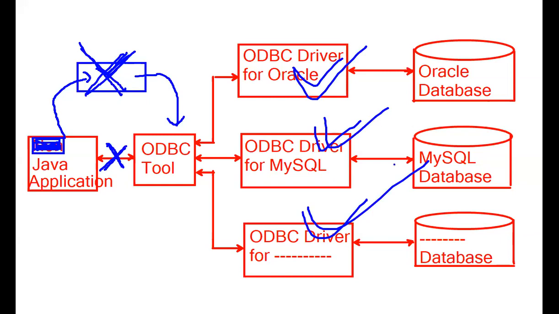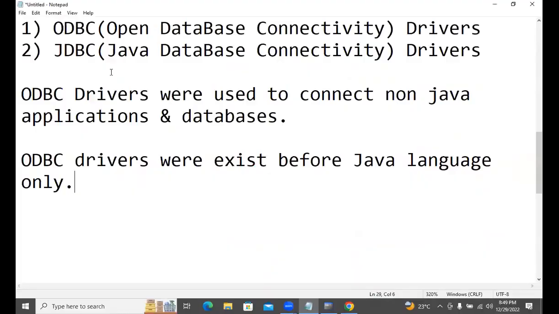Here a translator is there, no? The translator is also a driver. That is where the confusion will be. The translator is also a driver, and the new set of drivers are also drivers. That is how it was introduced. About that, I'll explain in tomorrow's class.